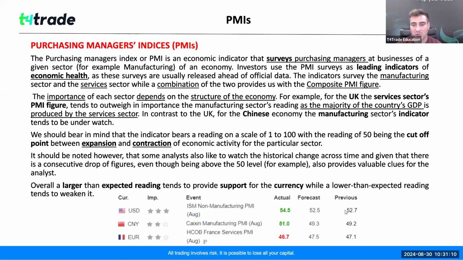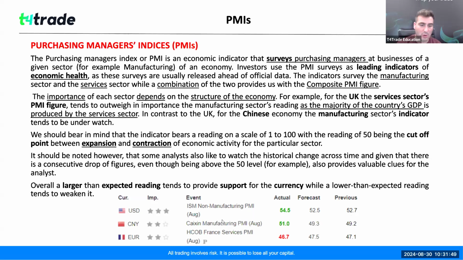The previous month, for August, was 52.7. The expectation was for it to slow to 52.5. So some sort of worsening, but a little bit slower. Not worsening, but a slowdown of the acceleration, if you will. So slightly less growth. The actual figure was above both of them. So a superb reaction for the dollar. Money flies into the US economy after such strong readings. We went from the prior 52.7 to 54.5.